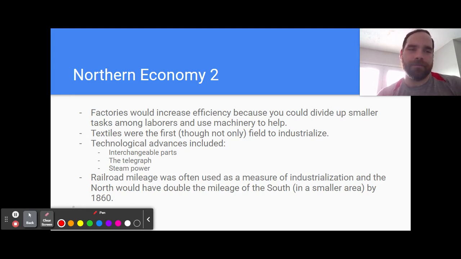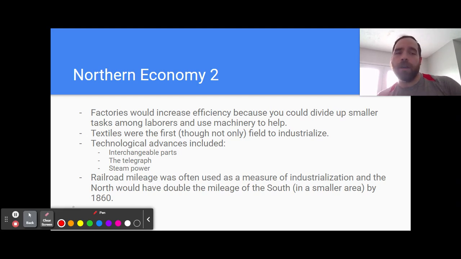Steam power is a big deal. Okay. Steam power means you can build factories in more places. Before this, any sort of factory or prototype factory, early things, had to be near a running water source to run their machines. It's a whole thing. I don't understand it too well, so I'm not going to try and explain it to you. But with steam power, you can put your factories wherever you want.